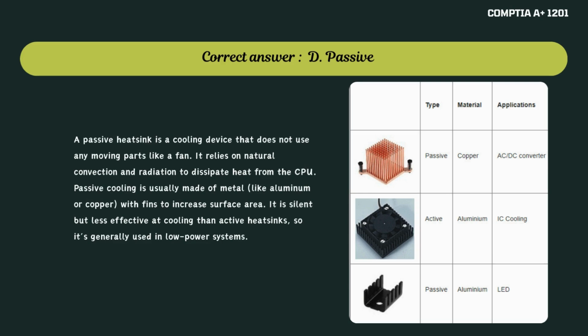fan. It relies on natural convection and radiation to dissipate heat from the CPU. Passive cooling is usually made of metal, like aluminum or copper, with fins to increase surface area. It is silent but less effective at cooling than active heatsinks, so it's generally used in low-power systems.